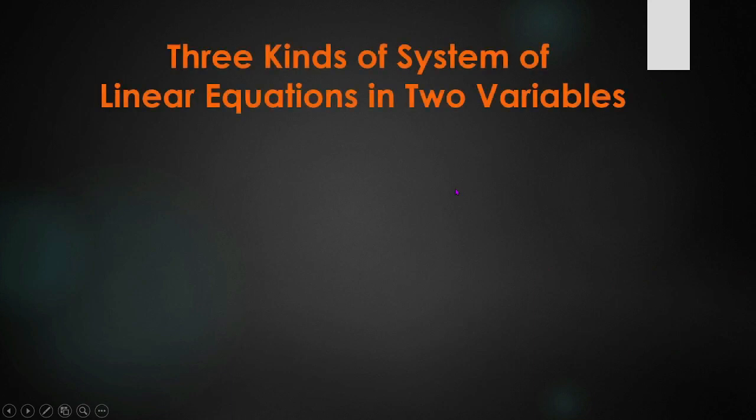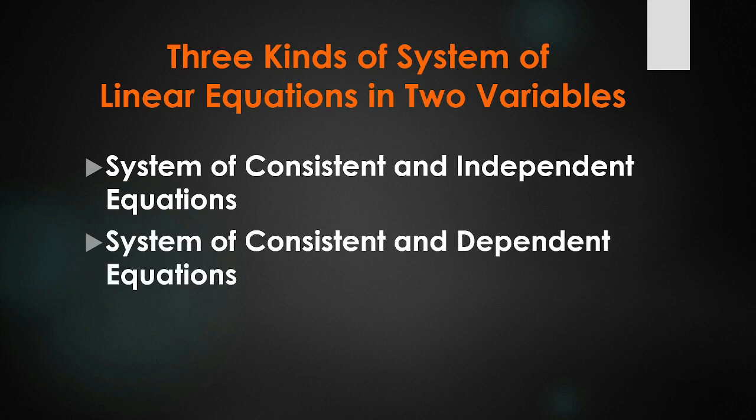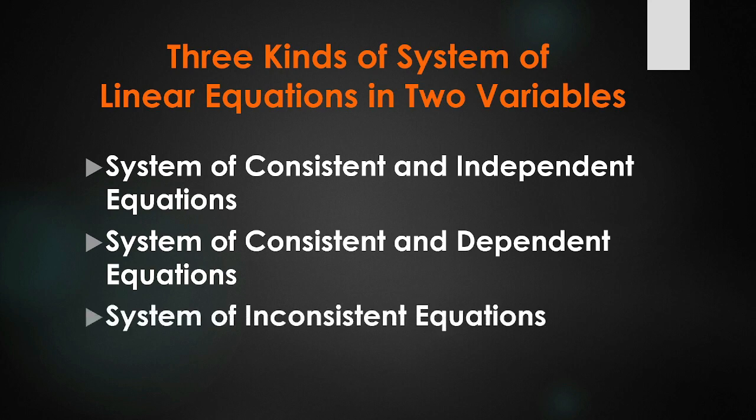Now let us proceed to the kinds of systems of linear equations in 2 variables. There are 3 kinds. First, system of consistent and independent equations. Another, system of consistent and dependent equations. And system of inconsistent equations. Let us discuss this one by one.